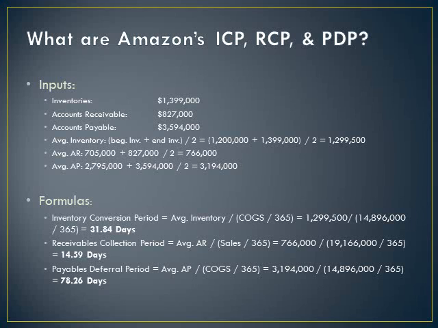To get inventory conversion period, we take the average inventory and divide it by daily cost of goods sold, which comes out to nearly 32 days. Receivables collection period is average accounts receivable divided by daily sales, which comes out to 14.59 days, and payables deferral period equals average accounts payable divided by daily cost of goods sold. This comes out to 78 days.